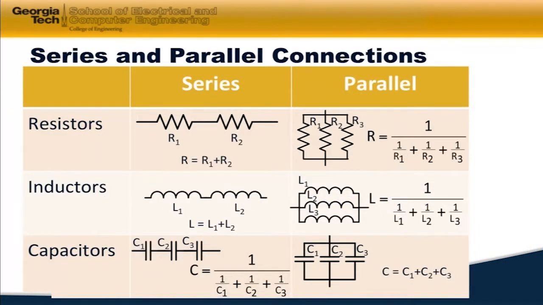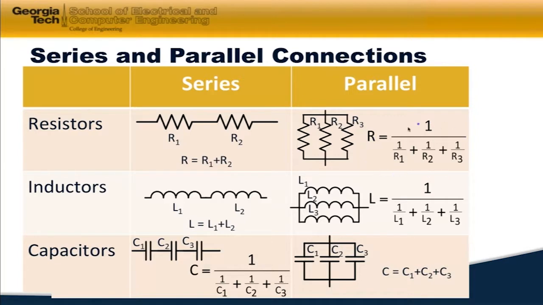Now let's look at the basic series and parallel connections of resistors, inductors, and capacitors. The series resistors, you just sum them up. So the total resistance from this point here to this point here is the sum of the two things. And inductors work the same way. The total inductance between this point and this point is the sum of the two individual inductances. And again, this would be in ohms, and inductors would be in henries.